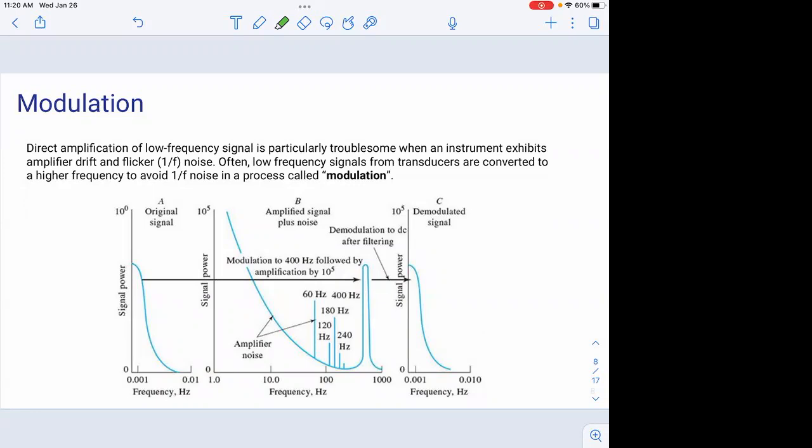In this diagram below, notice I have frequency in a relatively low range. This is the blue line, my analytical signal. On the y-axis, I have signal power. Notice that it's pretty low.